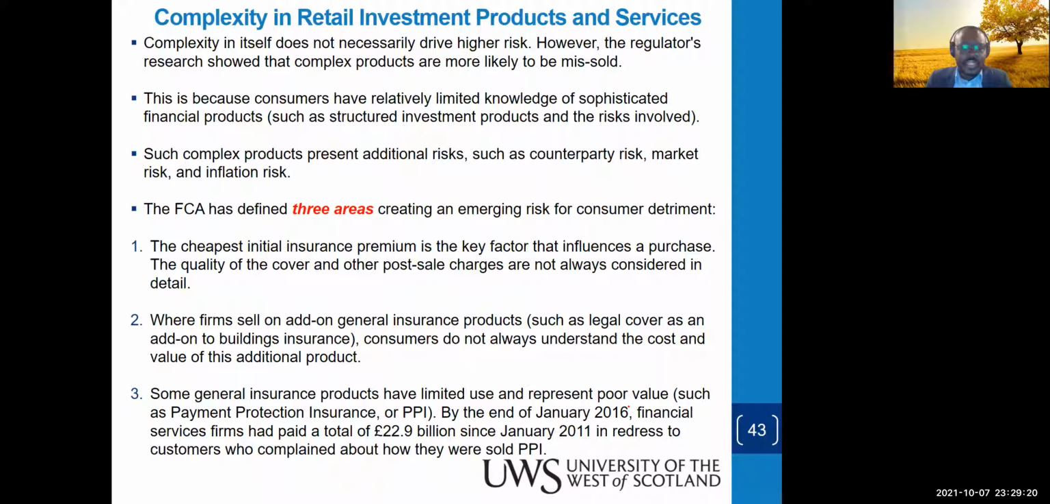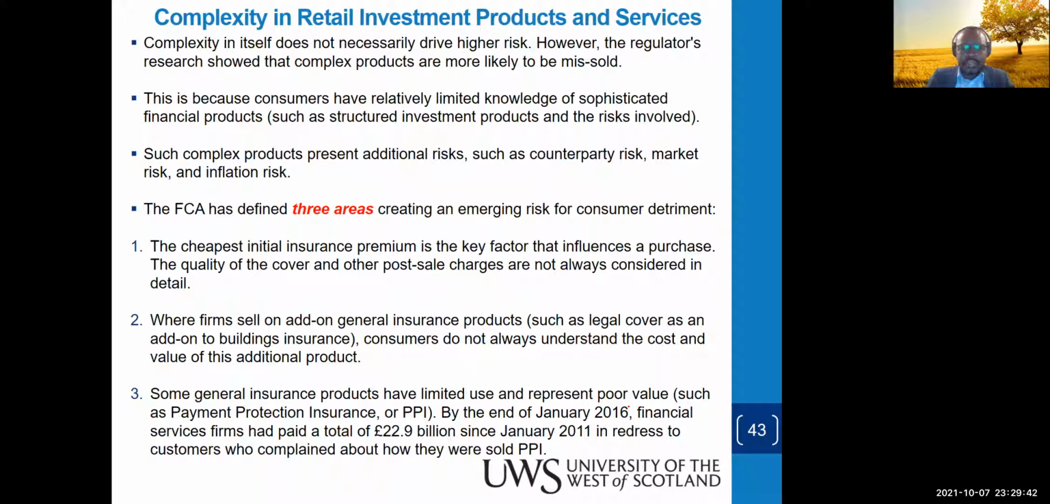But where firms sell add-on general insurance products such as legal cover, consumers do not always understand the cost and value. So sometimes they come with a very cheap price, and behind the veil, for all you know, they are trying to dupe us. You may not know. Some general insurance products have limited use and represent poor value.